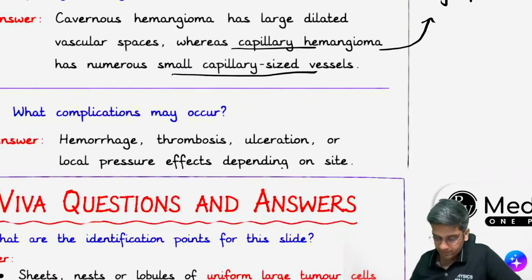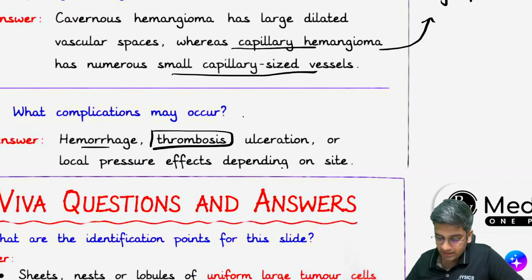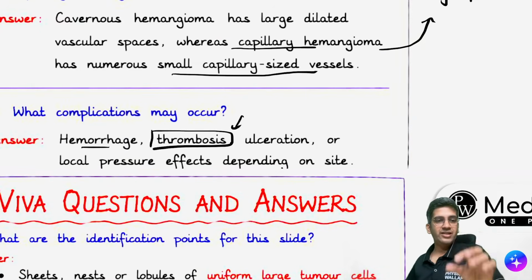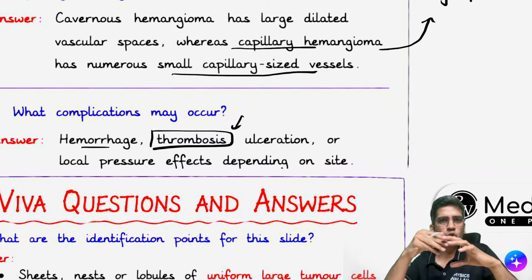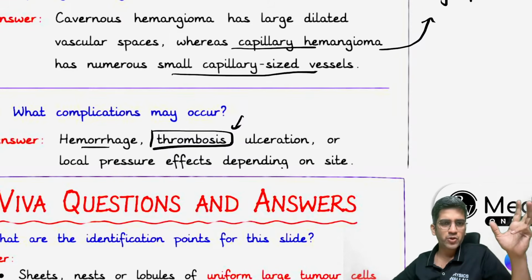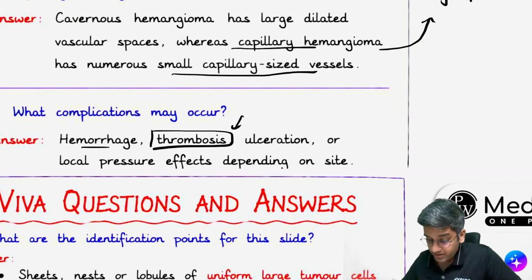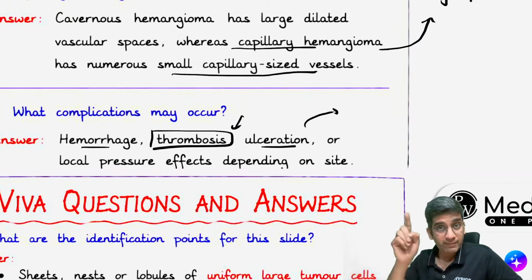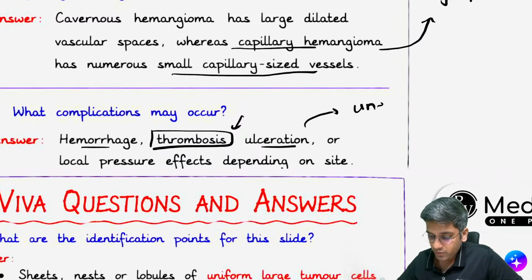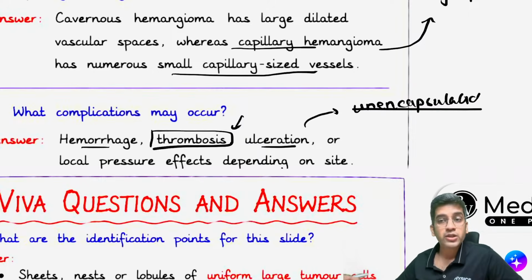So what could be the complications? I can have hemorrhage. Yes, definitely. I can have thrombosis. Can anyone answer why cavernous hemangioma has thrombosis? Again, it's linking general pathology to systemic pathology, that's all. Right? It's a huge space. Yes, if there's a trauma, it can bleed out for sure. Hemorrhage is possible, thrombosis is possible, ulceration very much possible because both hemangiomas, capillary and cavernous, are unencapsulated lesions. Though they are benign, they are unencapsulated lesions. Both capillary as well as cavernous can have ulceration, right?